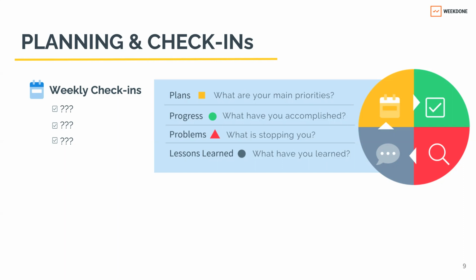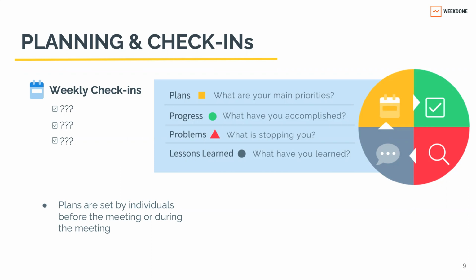Within weekly check-ins, you've got plans, progress, problems, and that is a great way to basically say, right, this is what I plan to do, and this is what I got done. If I have a problem, I communicate it. But we also track and measure the lessons learned, so we understand what worked, what didn't. The plans can be set by individuals before the meeting, or you could discuss it during the meeting.